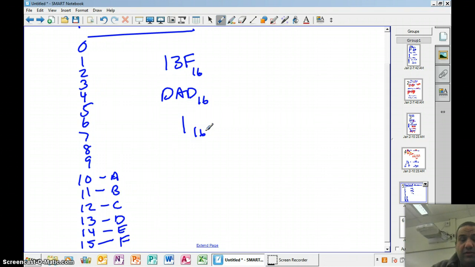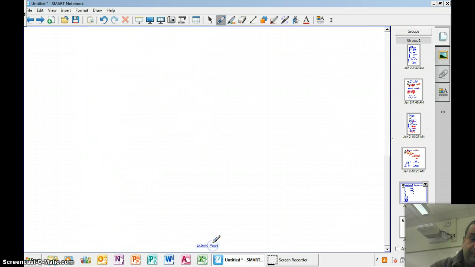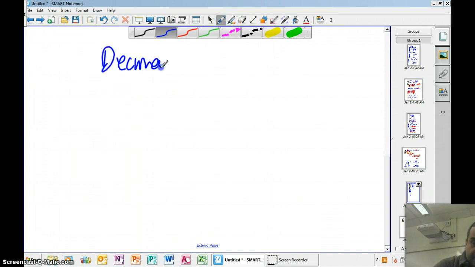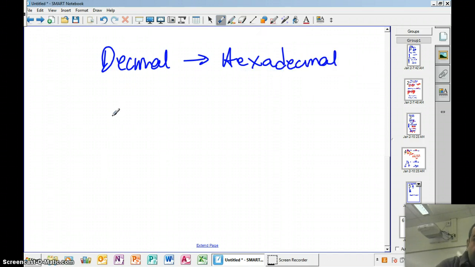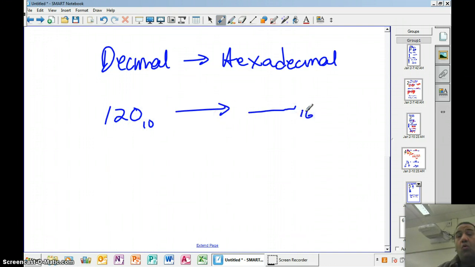So let's do a little conversions here. Let's go decimal to hexadecimal first. So a decimal number like 120. We want to find out what that is in hexadecimal. Once again, our middle step is going to look very much like octal. Our middle step is binary, so we're going to go to binary first.